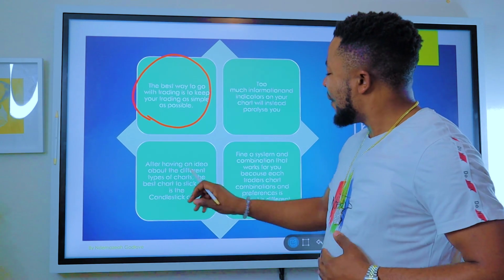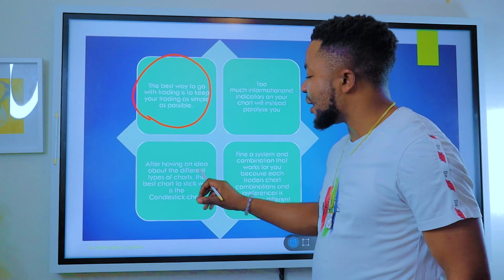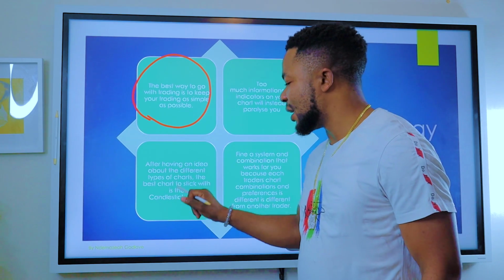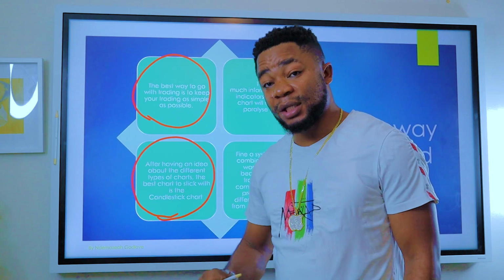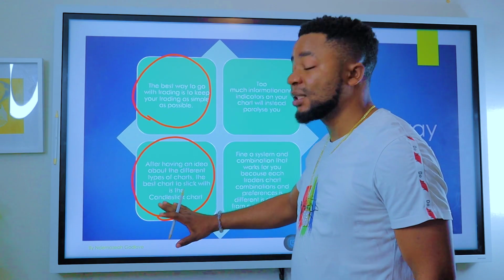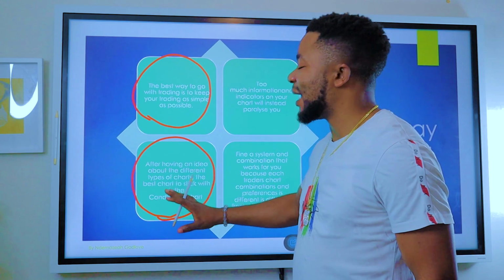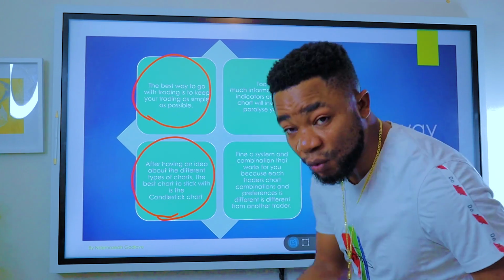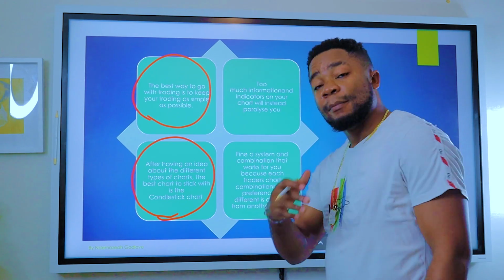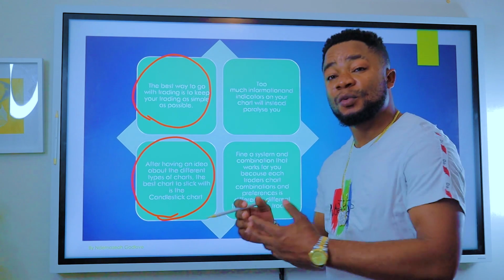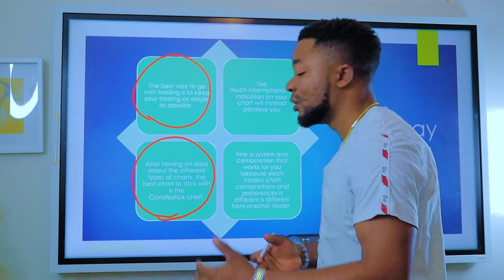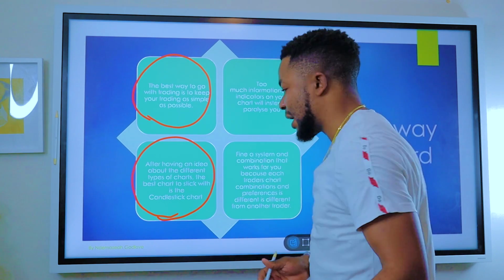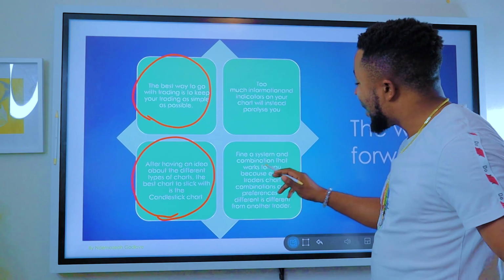All right. After having an idea about the different types of chart, the best chart to stick with is the candlestick chart. I have mentioned it over and over. So the best chart to stick with is what? A candlestick chart. And that is what we're going to be using on all our videos. That is what I've been using on all my videos. My live trade, even the ones I'm trading with $20,000 account, 50,000, making profit withdrawal, is with the same chart. Candlestick chart.